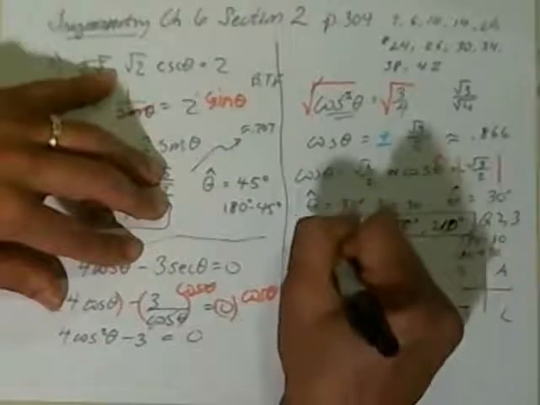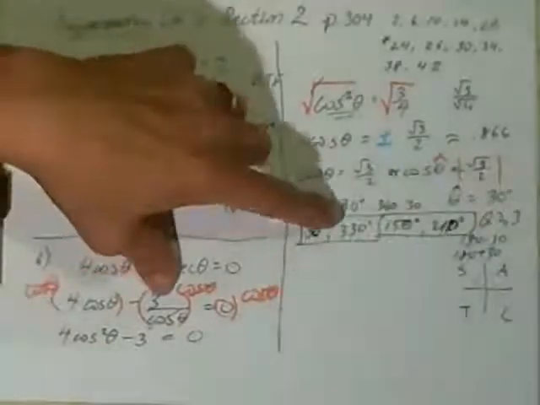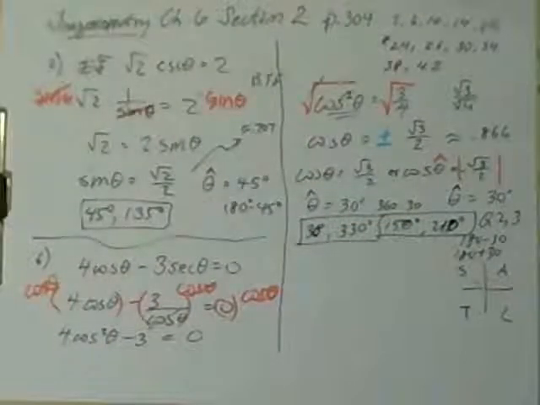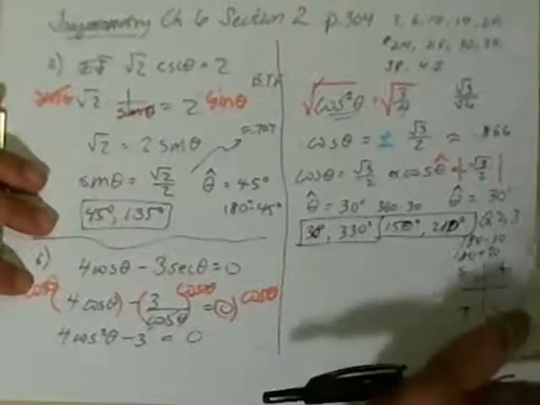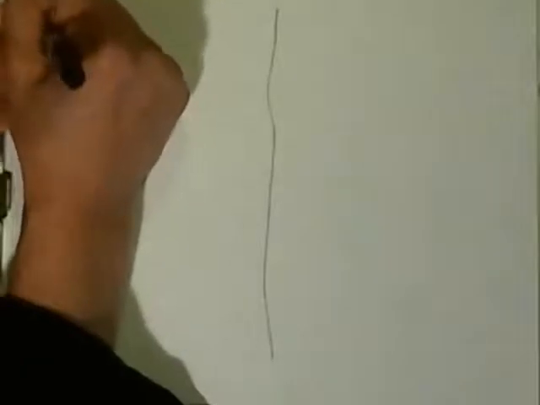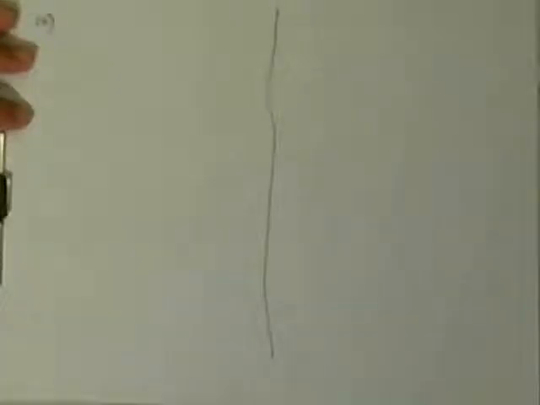Again, 30 degrees, 330, 150, and 210. That answers that. This was a rather difficult problem. Let's go to the next problem. On that page, what number was that? That was number 6. I'm going to do number 10 now. Be persistent, work hard on these problems, and you should be able to do most of the odd ones too as well.